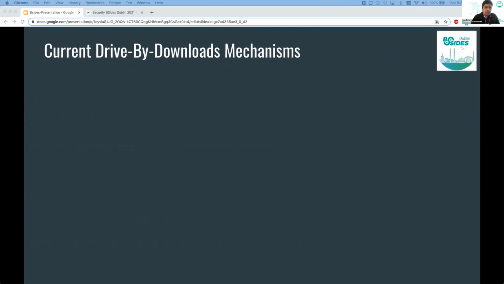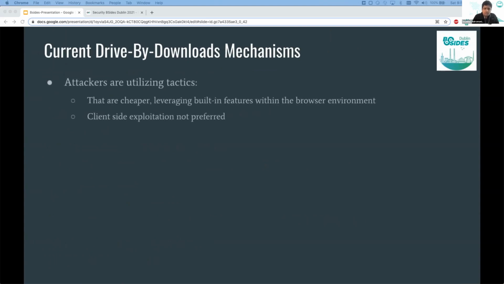So then, what are the current drive-by download mechanisms we are seeing then? Since exploit kits are becoming increasingly difficult to target modern browsers because of the security mechanisms that are in place, attackers are trying to keep it simple by making use of existing features that are offered within the realm of the HTTP protocol.